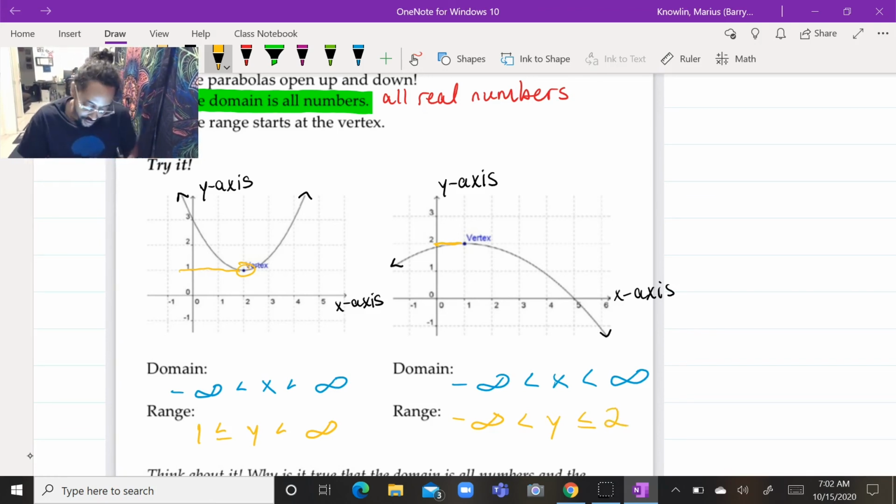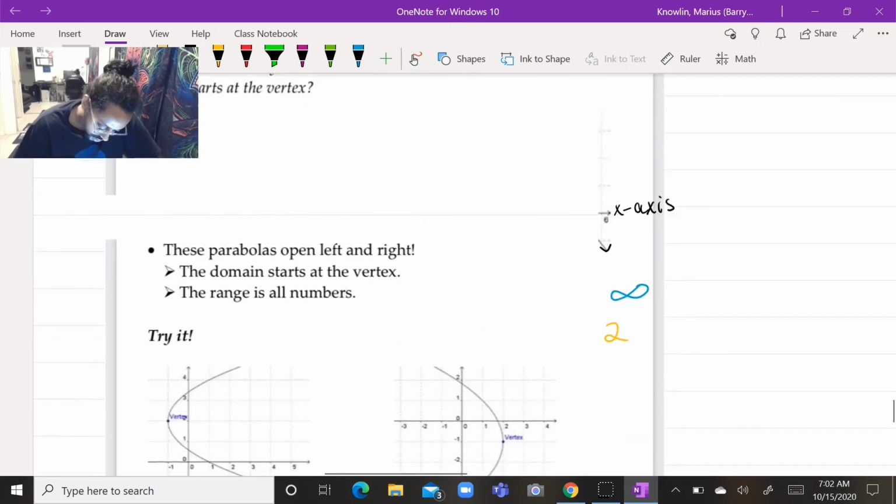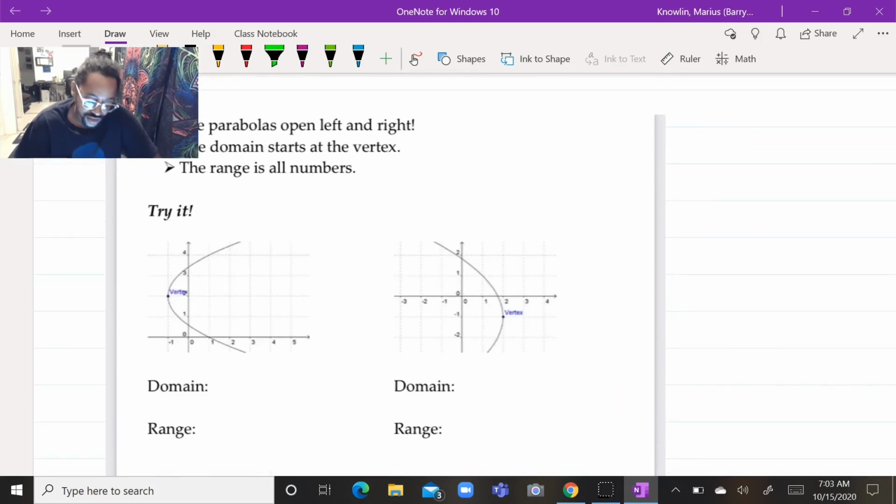All right, and there we go. That's how we take a look at these parabolas. Now these parabolas open left and right. So the domain now starts at the vertex, and the range is all real numbers, because the range is going to keep going on forever and forever.